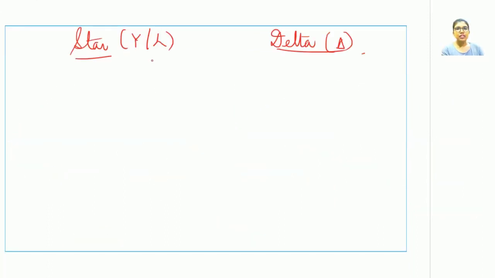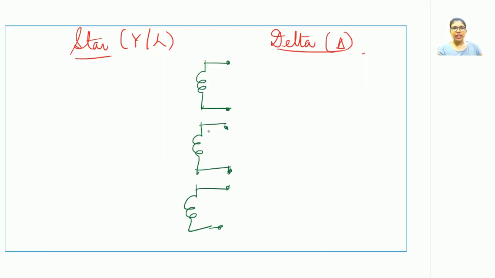In order to study these two connections, I am making two columns. Let me first draw all the three source connections over here once again. I have drawn all the sources. I have removed the loads for the time being. Once we understand how the sources are represented or connected in star or delta manner, the same technique can be used for the loads as well.